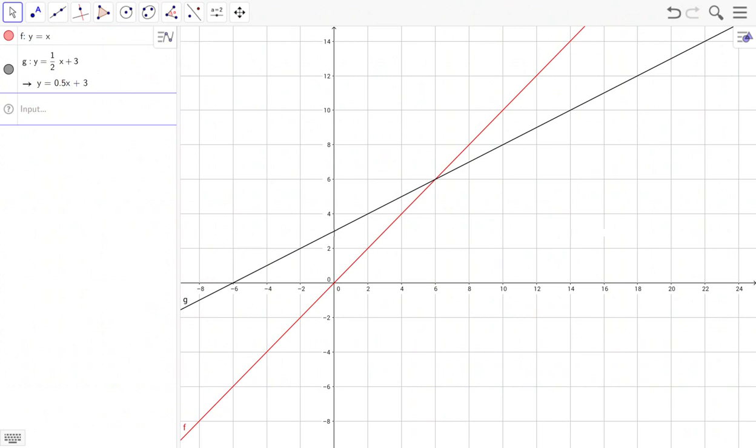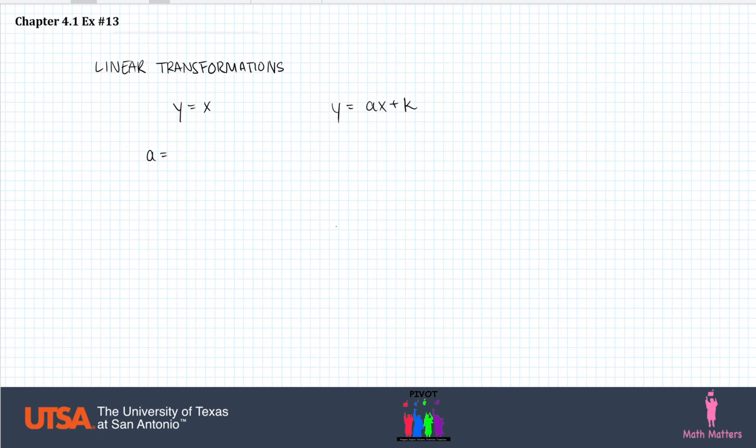So in general, if we're given a linear function and we want to transform it, then we have a, which is our dilation factor, and if a is greater than 1, it's going to be a steeper line. If a is a fraction, greater than 0, less than 1, then it's going to be compressed. And then we have k, which is our translation. It's also our y-intercept.